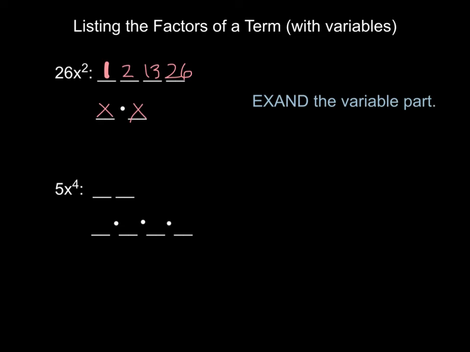All right, now down here, the second part, we have a 5 for our coefficient. Well, the only factors of 5 are 1 and 5, 1 times 5. And then we have our variable x to the 4th. We're going to expand x to the 4th, and we're going to write x times x times x times x. And that's all there is to it. Nothing super different from what we've done in the past. We're just including our expanded form of our variable part.